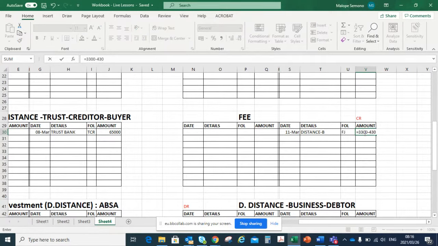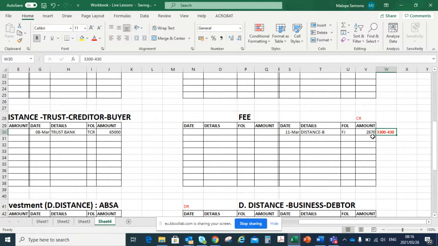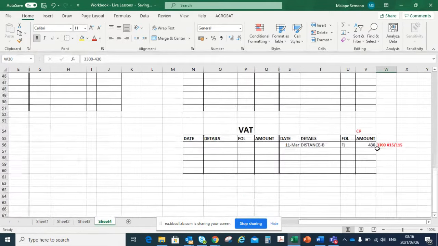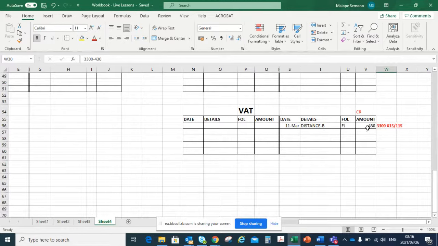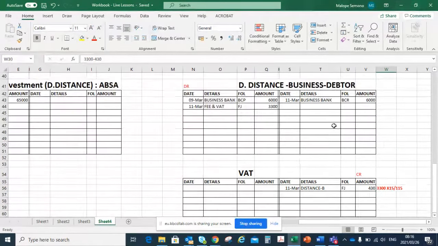3.3 minus 430. Can you see now? So meaning the amount for fees. Can you see the fee must exclude VAT? So now our fee is how much? It's 2,870, and then the VAT was how much? 430. So if you add them together, you will go back to 3.3.